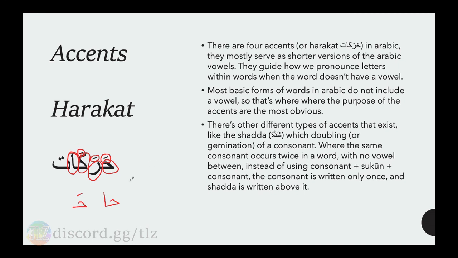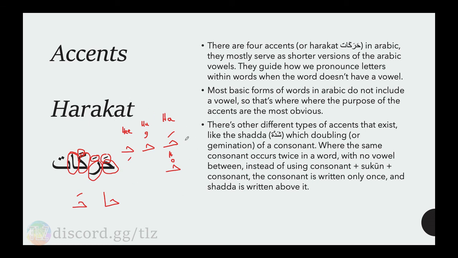And there's other different types of accents that aren't just a or u or e, because there's 3 that exist, so let's use ha as an example. This is ha. And this is hu. And this is he. And then there's a 4th one, which means that there is no vowel. So it's just ha. So you wouldn't say ha, hu, he, any of that. It means that there is no vowel.